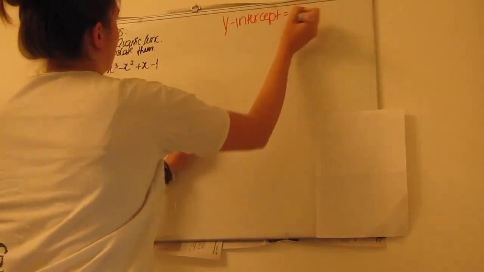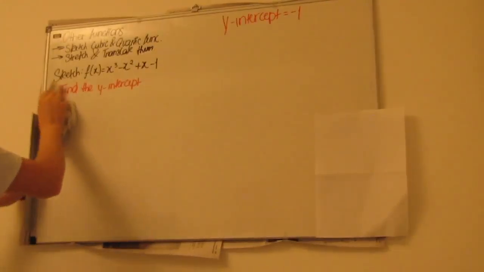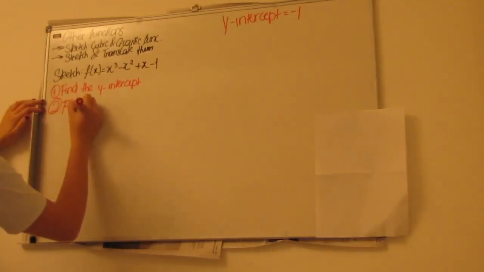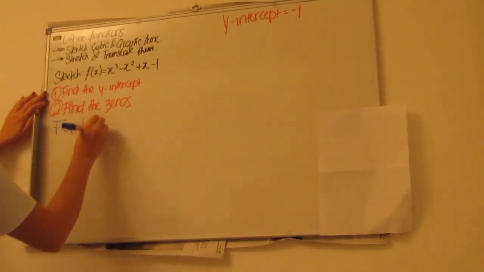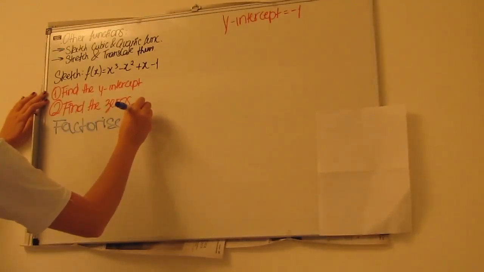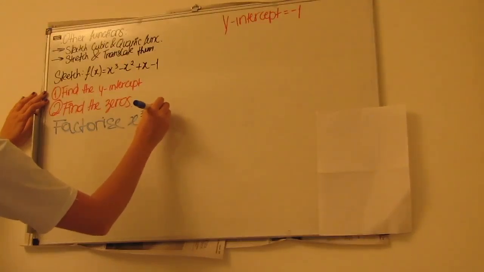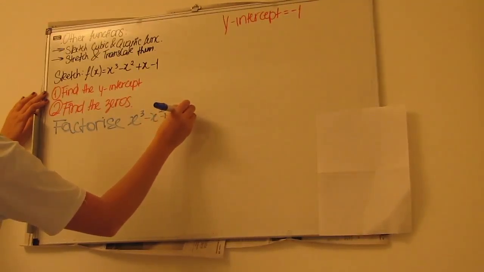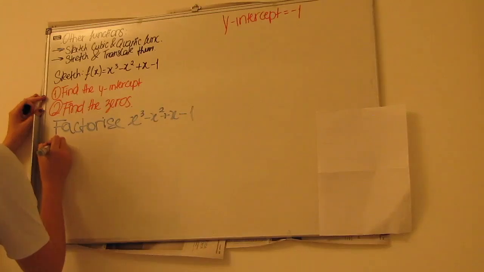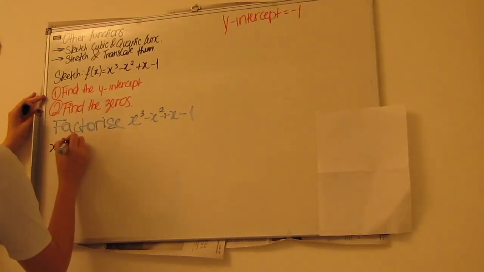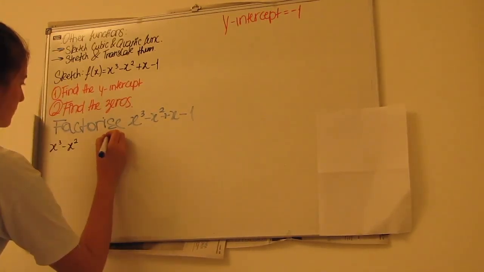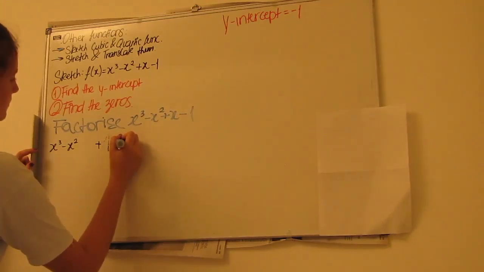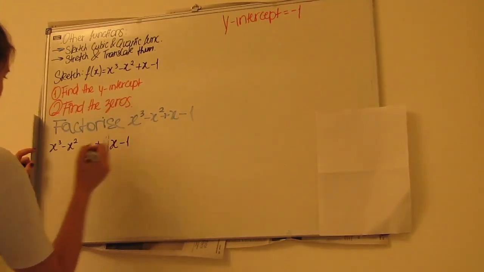Now we just write it down on the corner just so we don't forget, and move on to the next step. Step number 2 is finding the zeros, and for that we have to factorize our function. So we have to factorize x to the power of 3 minus x to the power of 2 plus x minus 1. Sometimes the question will give you the function already factorized so that you don't have to do this step, but if you do this step, there's an easy way for you to factorize. What you're going to do now is split the function in two. So you have x to the power of 3 minus x to the power of 2 on one side, and x minus 1 on the other.